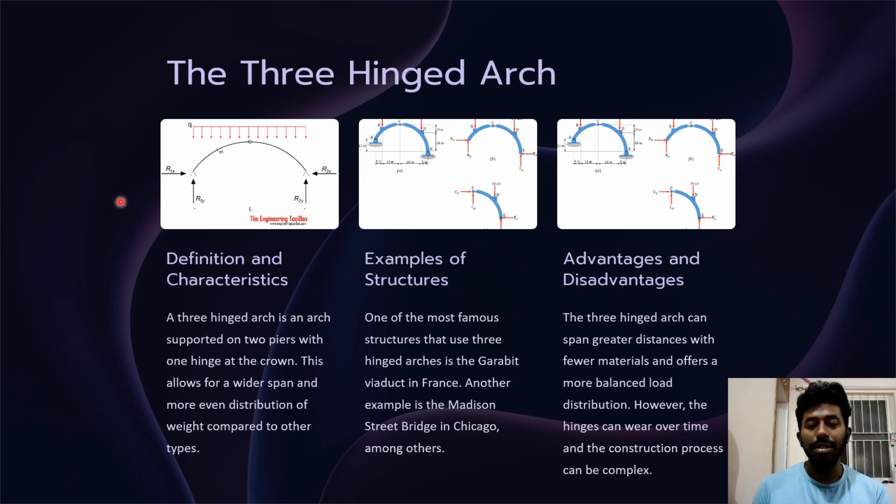Examples of structures: one of the most famous structures that uses a three-hinged arc is the Galerie des Machines in France. Another example is the Madison Street Bridge in Chicago, among many others. So let's see the advantages and disadvantages of this. A three-hinged arc can span greater distances with fewer materials and offers more balanced load distribution. However, the hinges can wear over time and the construction process may be complex.